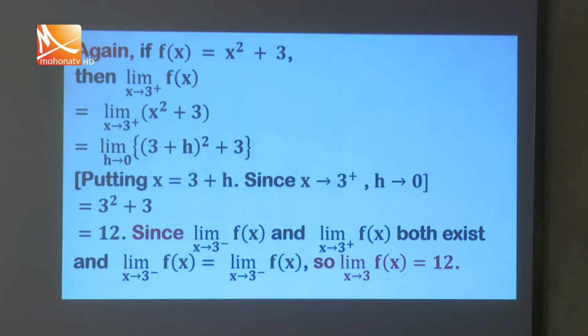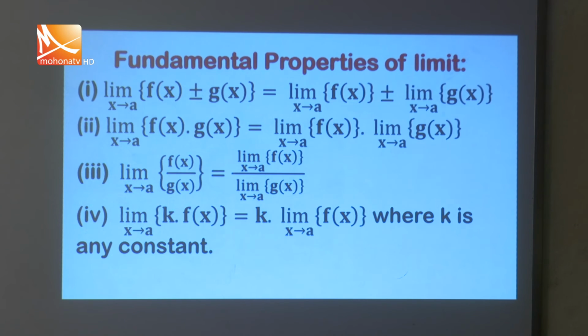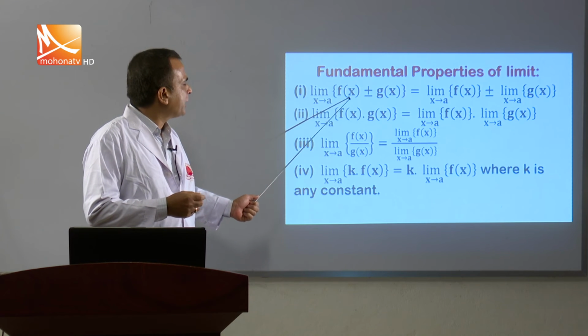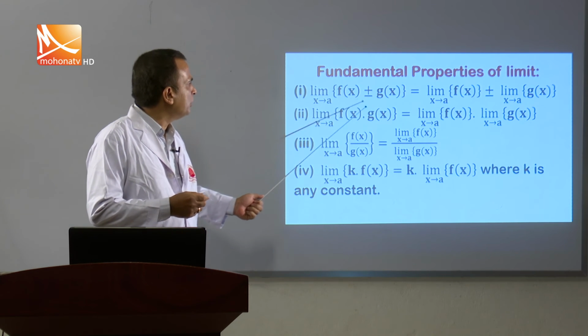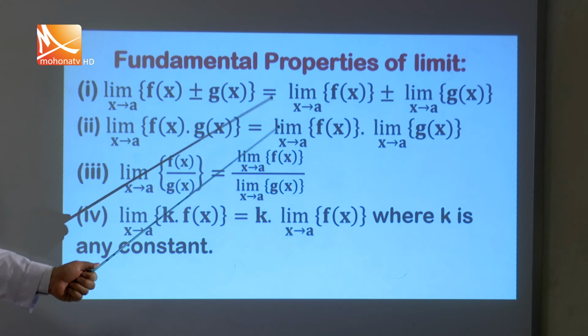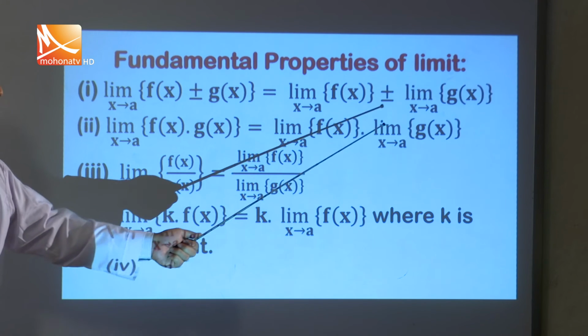Okay. Now we are going to see the next slide, fundamental properties of limit. You just see that there are some fundamental properties of limit. The limit as x tends to a of f(x) plus or minus g(x) equals the limit as x tends to a of f(x) plus or minus the limit as x tends to a of g(x). Second one, the limit as x tends to a of f(x) into g(x) equals the limit as x tends to a of f(x) into the limit as x tends to a of g(x).